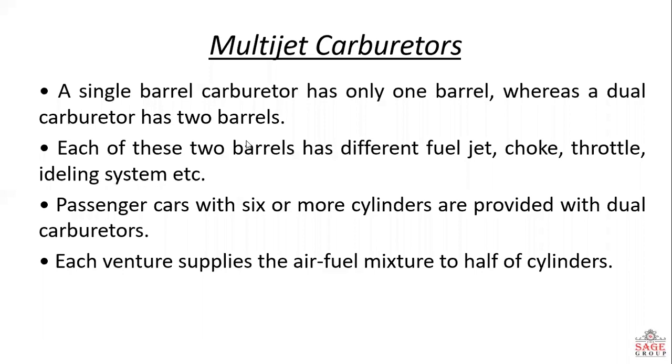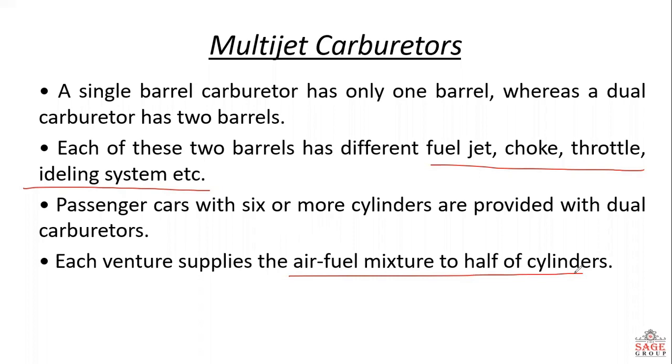Then we have a multi-jet carburetor also. A single barrel carburetor is the carburetor which has only one barrel, whereas a dual carburetor has two. Each of these two will contain a fuel jet, a choke, a throttle, and an idling system. But the float chamber for both of these will be common. The passenger cars with 6 or more cylinders are provided with dual carburetors. Each venturi supplies air-fuel mixture to half of the cylinders.